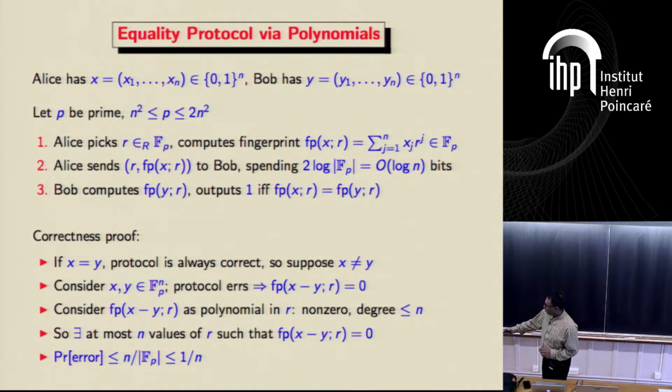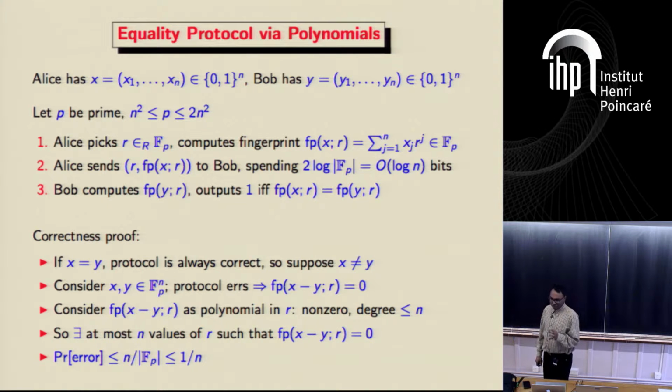So if you now consider this fingerprint of x minus y and look at that expansion, then you'll see that as a function of r, it's a polynomial in r of degree at most n, and it's also non-zero because x and y are not the same by assumption. So a non-zero polynomial of degree at most n has at most n roots. So this means there are at most n values of r that could make this fingerprint equal to 0.